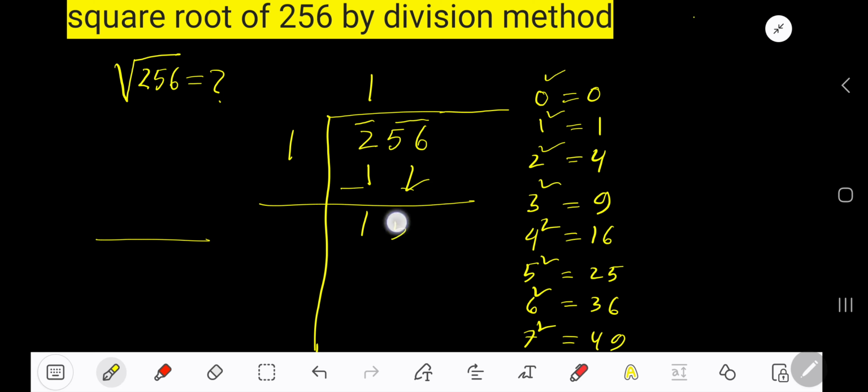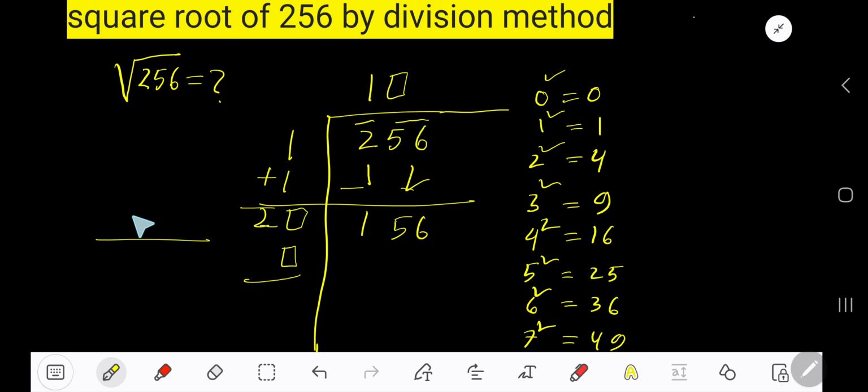Bring down the next pair. Now you have written 1 in the quotient, so 1 must come under the divisor and you need to add 1 plus 1, 2. Now you have to put a number here, this number must also come to the quotient, and you need to multiply this number by the number you have taken.